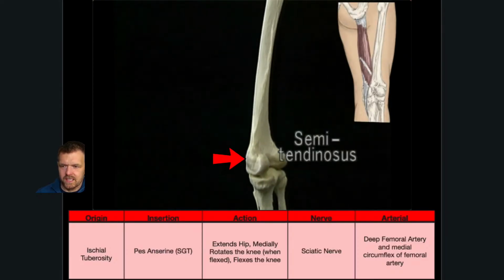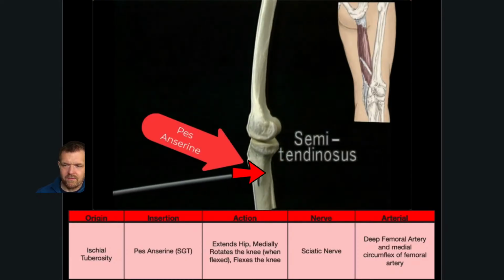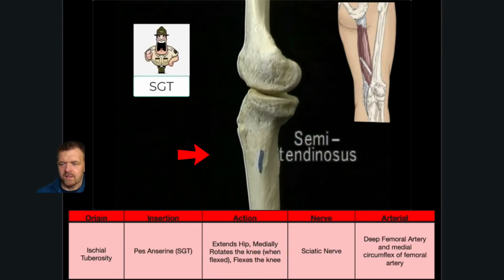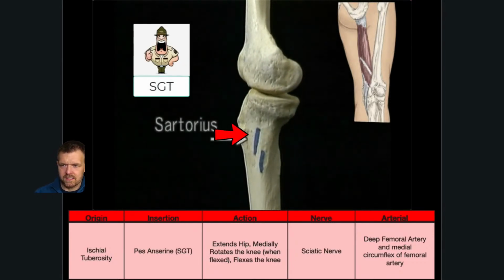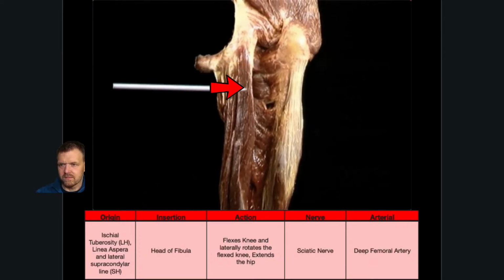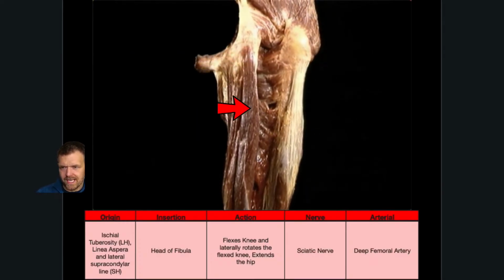Semitendinosus. There's your attachment, ischial tuberosity. And then that famous pes anserine area there. So that's your Sargent group again. Sartorius, gracilis, semitendinosus, all attaching in that area. Goose's foot. There's your biceps femoris, so the most lateral one.